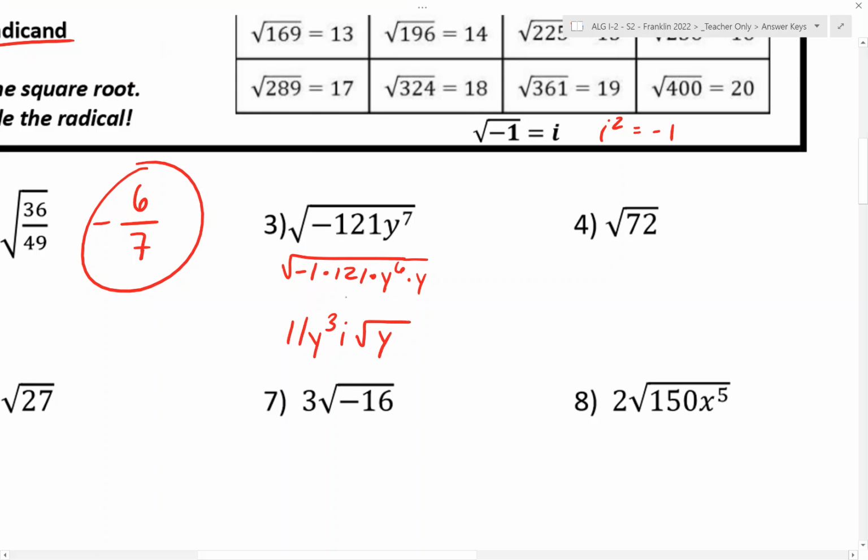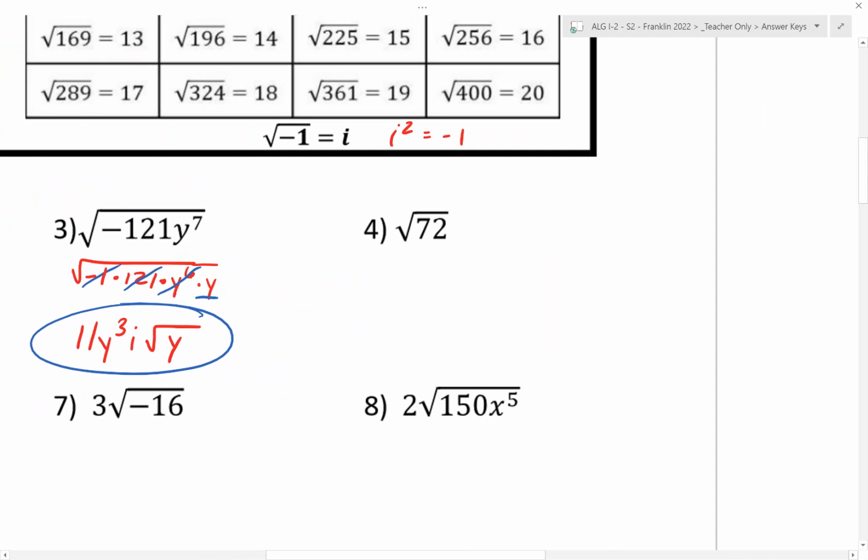So everything else was a square root. The negative 1 gave us the i. The 121 gave us the 11. y to the 6th gave us y to the 3rd. This y stays inside. And there's the final answer right there. Let's look at number 4.